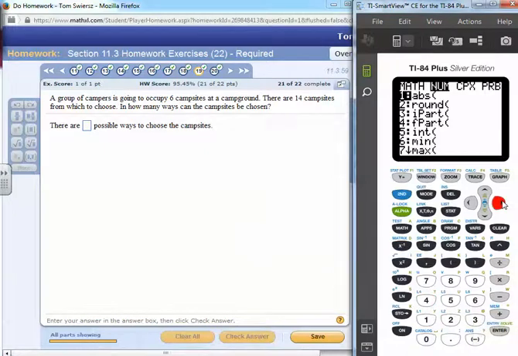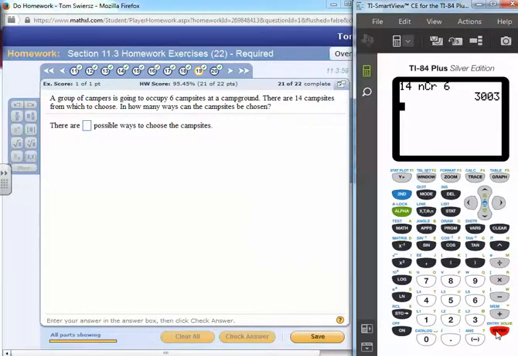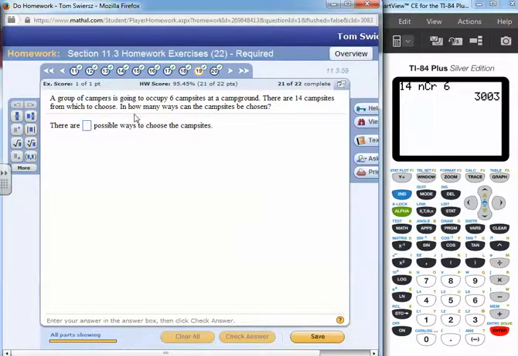Go over to probability using the right arrow key 3 times. We said order doesn't matter, so it's a combination, so it's number 3. And we're selecting 6 campsites from a total of 14. So 14C6. Hit enter, and we get 3,003.